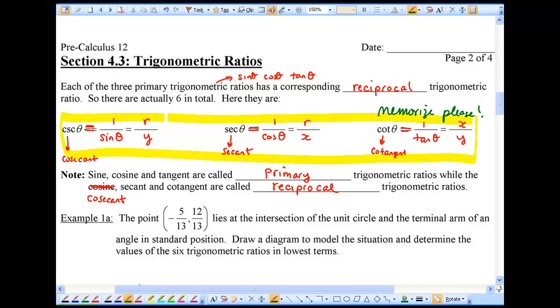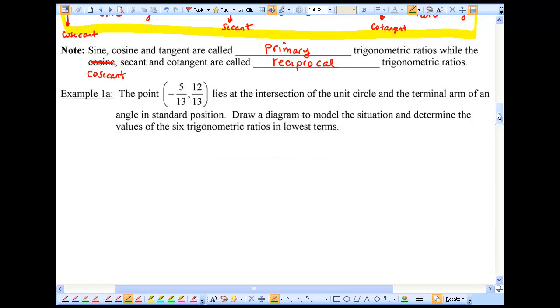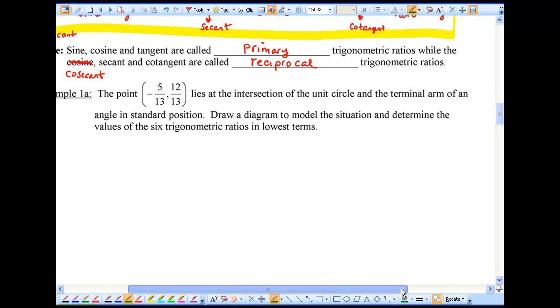Okay. Well, let's try one of these examples and let's see if we can figure out these trig ratios. Well, here we go. We have a point -5/13, 12/13. It lies at the intersection of the unit circle and the terminal arm of some angle in standard position. If I were to ask you to do a quick drawing, I guess here's where it would be. -5 13ths. Probably 12 13ths is up here, so probably a point like this. Okay. Draw a diagram. Oh, I just did that to model the situation. And determine the values of the 6 trig ratios.